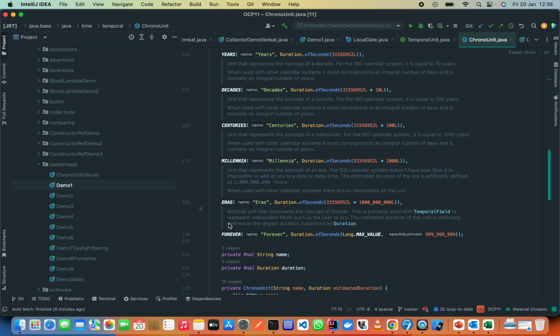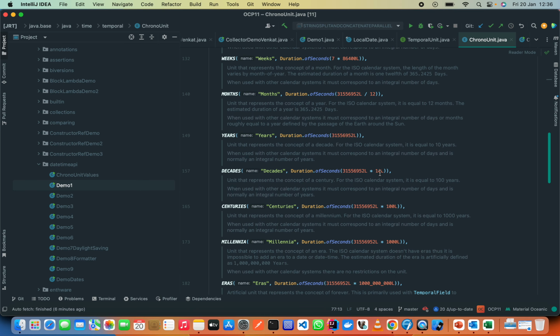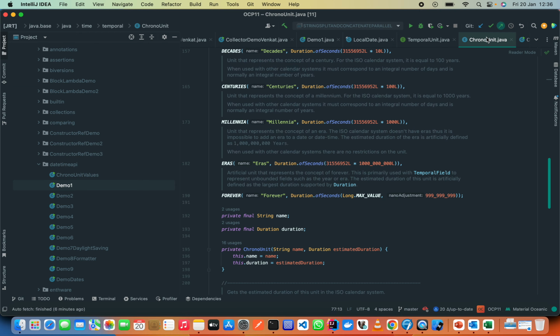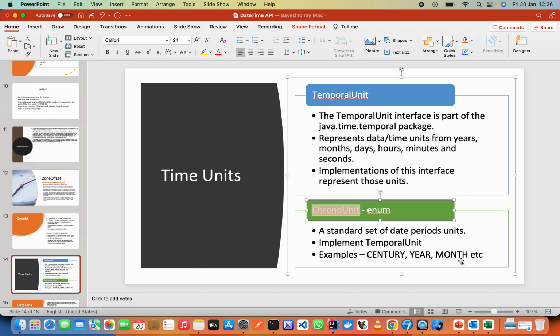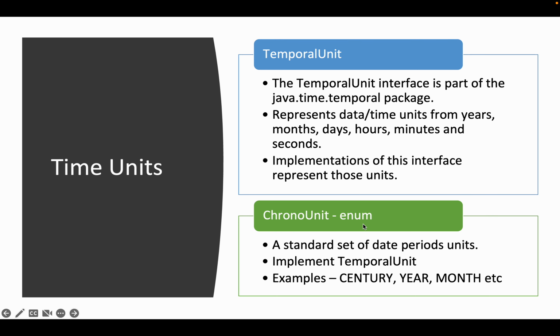We see here we even have eras, forever, millennia, period of 1,000 years, centuries, period of 100 years, decades, periods of 10 years, years, months, and all that. We find them inside the chrono unit. And this was added in Java 8, as we did mention in our lecture. So we already saw that the chrono unit is an enum that implements temporal unit, and we saw from our previous lectures on advanced classes that an enum can implement an interface, because an enum is implicitly a final class. So we see that chrono unit, as we saw, is a standard set of date period units. It implements temporal unit. We saw that we have century, era, we have year, month, and the others.